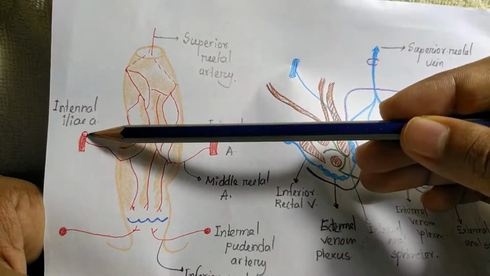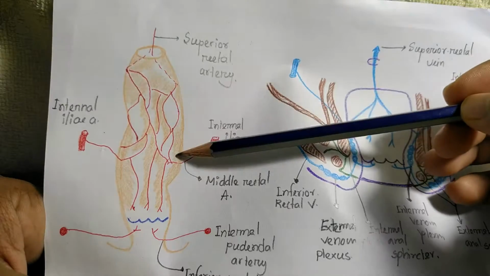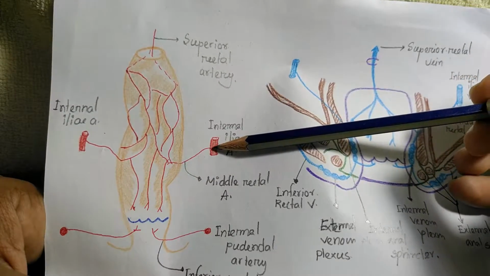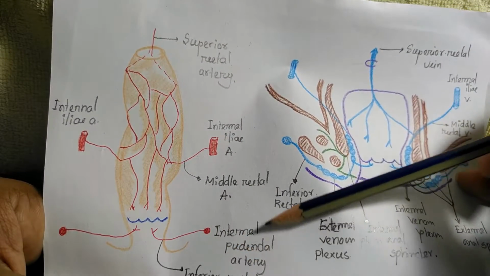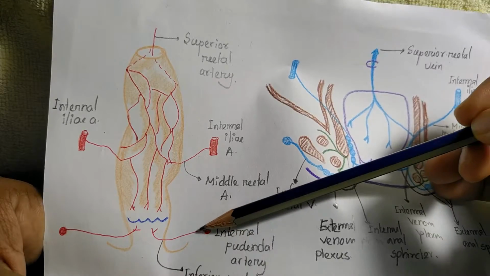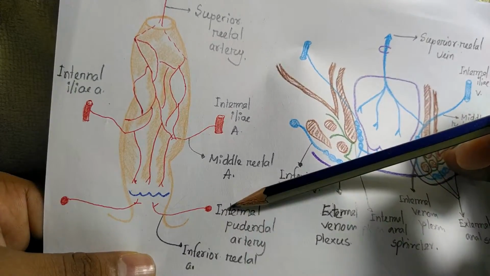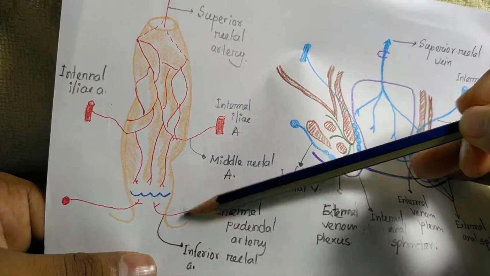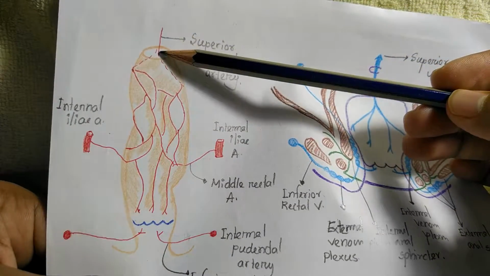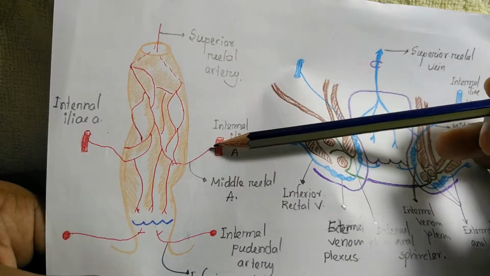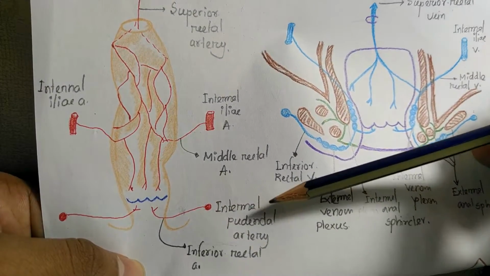And the internal iliac artery gives supply through the middle rectal artery. And the internal pudendal artery will give supply to the lower part of the rectum along with the anal canal, which is supplied by the inferior rectal artery. So the superior rectal artery is a direct branch of the inferior mesenteric artery, the middle rectal artery gives supply from the internal iliac artery, and the inferior rectal artery gives supply from the internal pudendal artery.